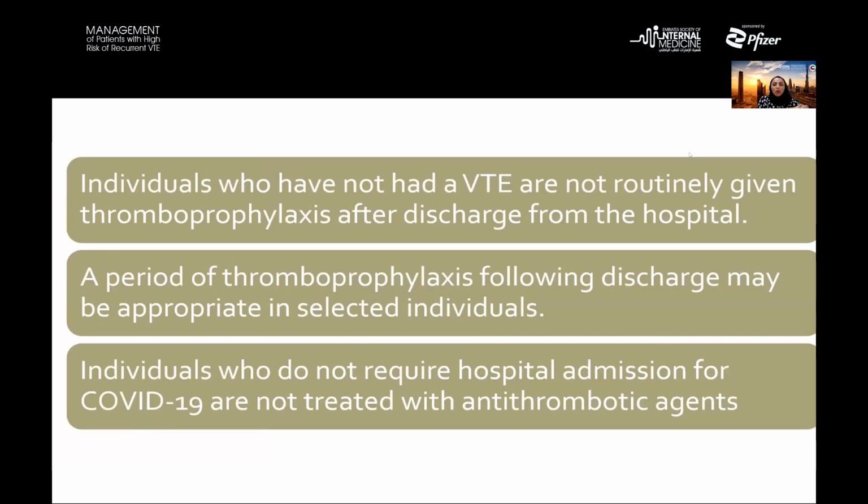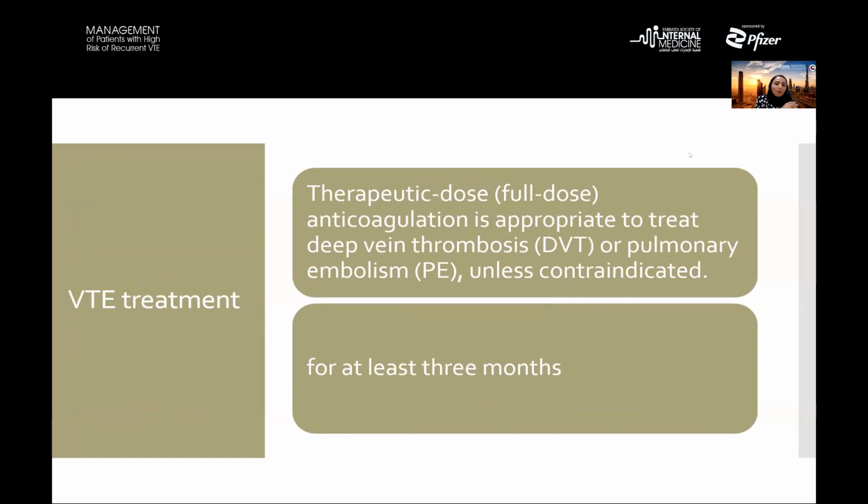So what we conclude is that individuals who have not had VTE are not given thromboprophylaxis after discharge. If the patient had, for example, severe COVID and was treated, upon discharge we don't need to give thromboprophylaxis. Only in situations where you had to discharge the patient early, because you don't have enough beds in the hospital, can you continue anticoagulation at home. Another recommendation, stressed by most societies, is that individuals who do not require hospital admission for COVID-19 are not treated with antithrombotic agents. And when we come to documented VTE, when the patient has thrombosis, then you have to give them full dose anticoagulation for at least 3 months.